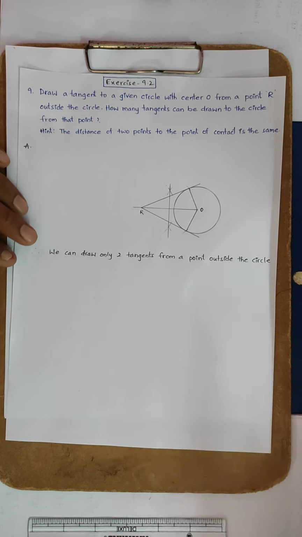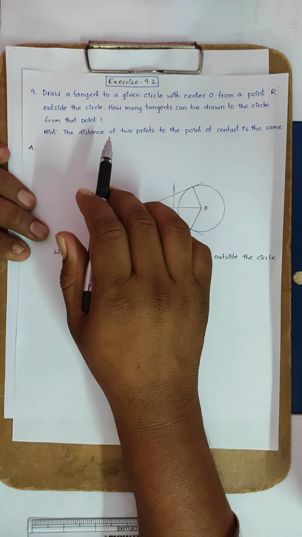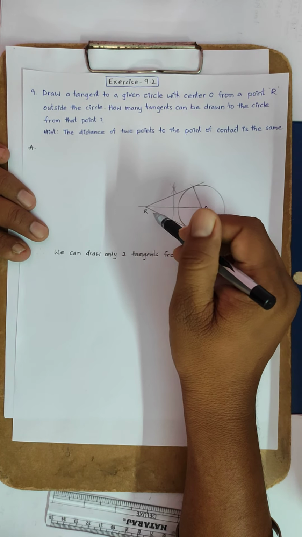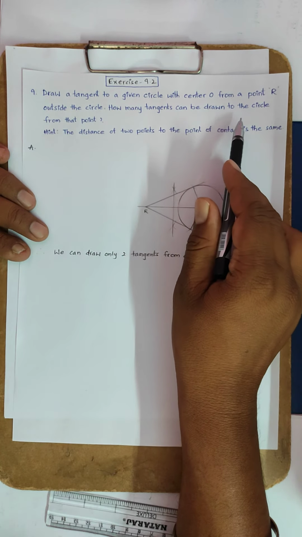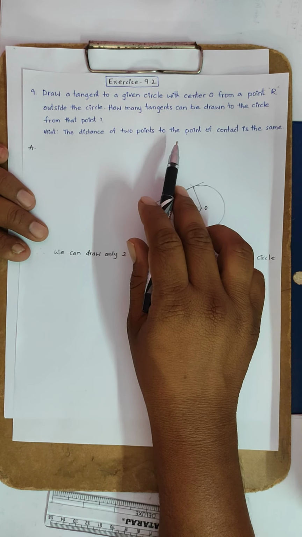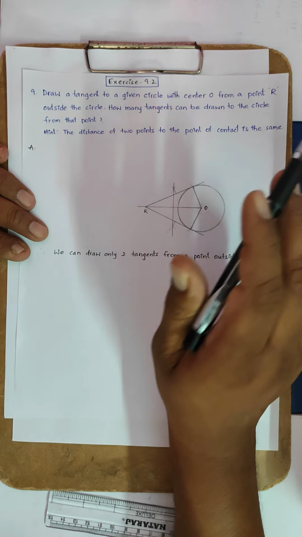Now the 9th one. Draw a tangent to a given circle with center O from a point R outside the circle. How many tangents can be drawn to the circle from the point? The distances from the point to the two points of contact are the same.